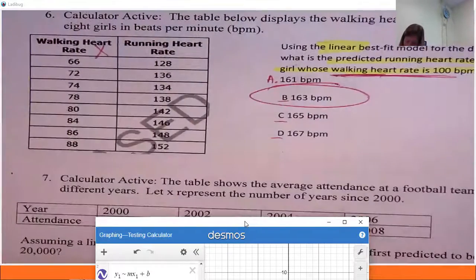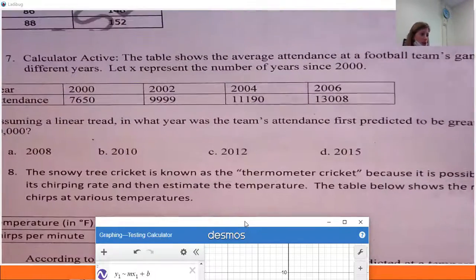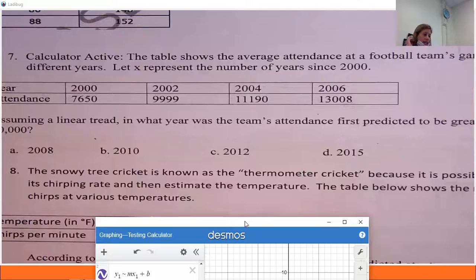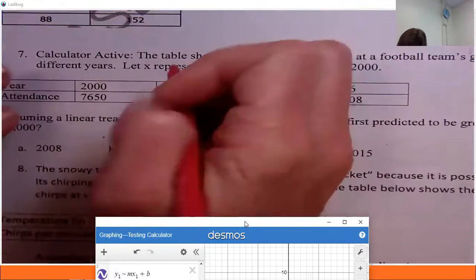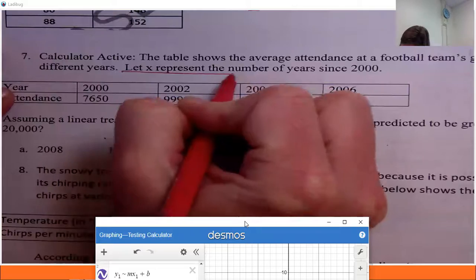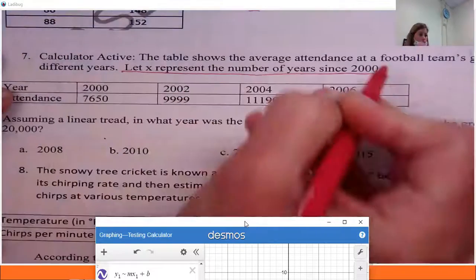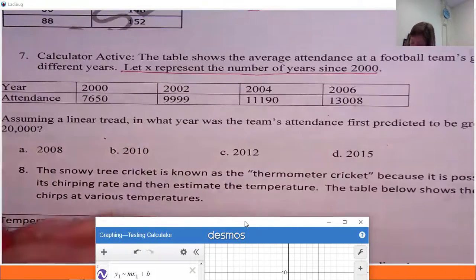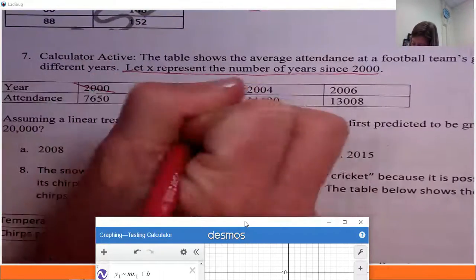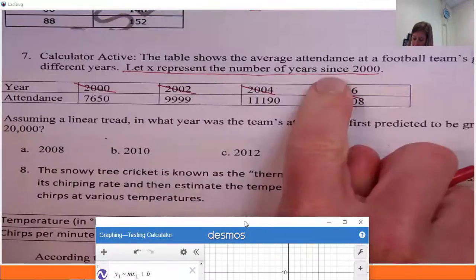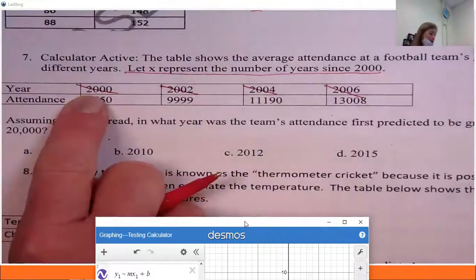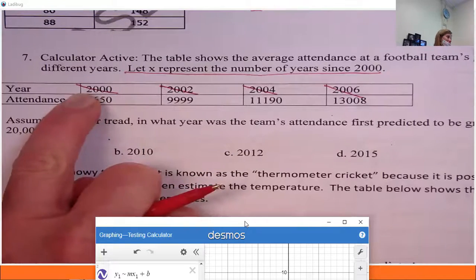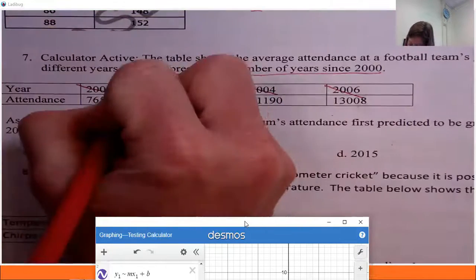Very good. Number 7, the table below shows the average number of attendance at a football game for different years. Let X, this is important, underline that please. Let X represent the number of years since 2000. So you're going to have to change these because X is the number of years since 2000. Jordan, in 2000, how many years has it been since 2000? 0. Good. Make that a 0, please.